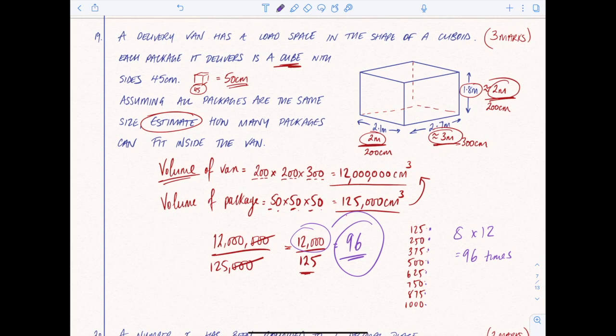Key thing to remember is that because it says estimate, it's asking you not exactly. So if you sat there and worked it out perfectly, you wouldn't get the marks. It's about rounding the numbers and working it out from there.